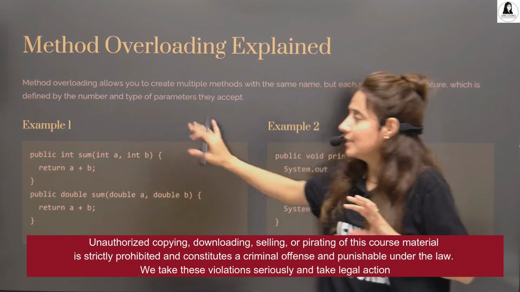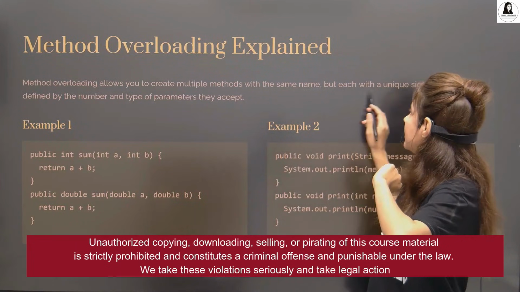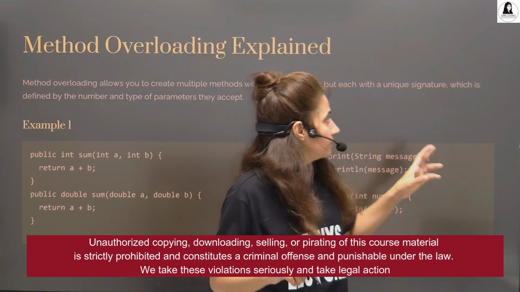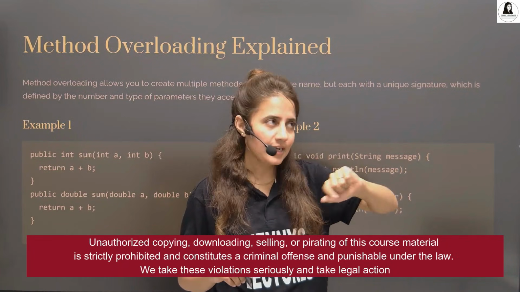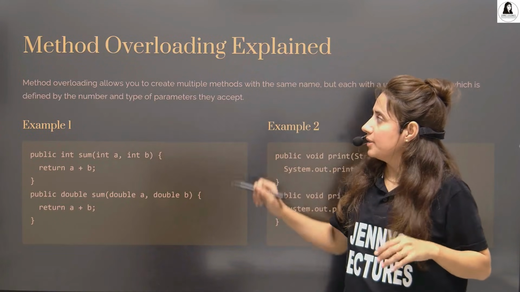So method overloading basically allows us to create multiple methods with the same name, but each with a unique method signature. Method signature we have discussed, and I'll tell you this practically also, which is defined by the number and the type of parameters they accept.